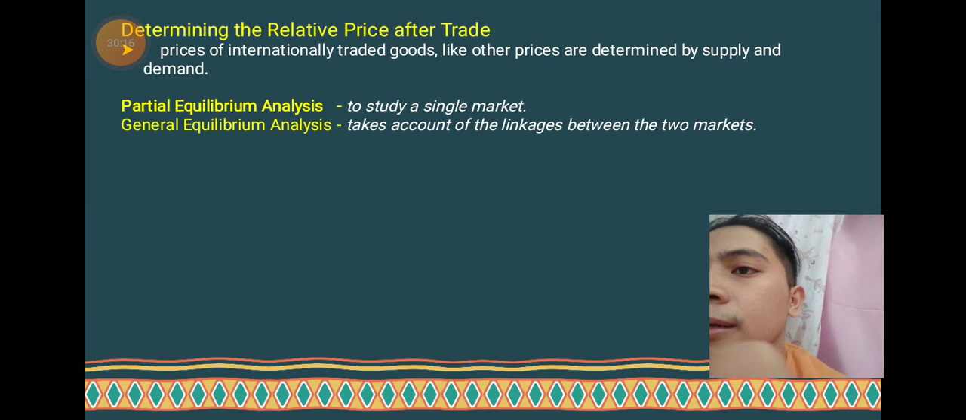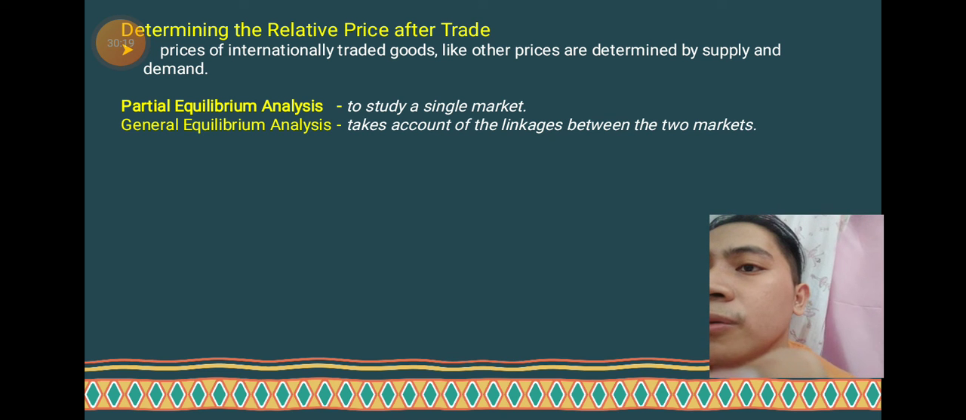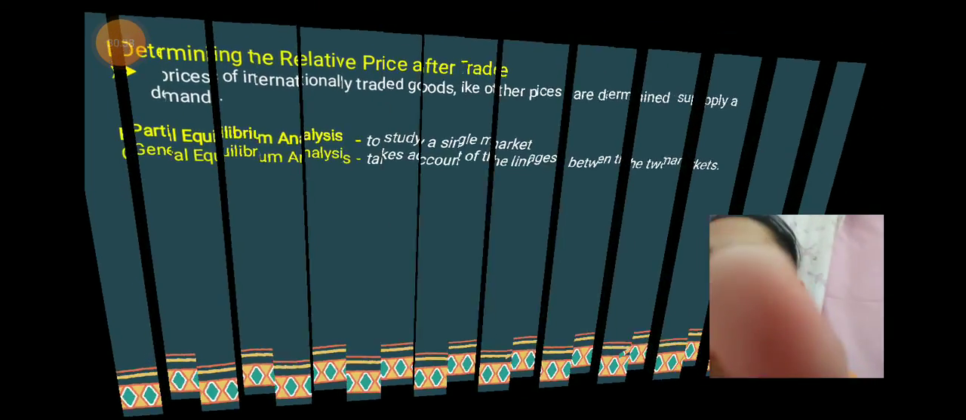Determining the relative price after trade. The price of internationally traded goods, like other prices, is determined by supply and demand. Partial equilibrium analysis studies a single market. General equilibrium analysis takes account of the linkage between the two markets.